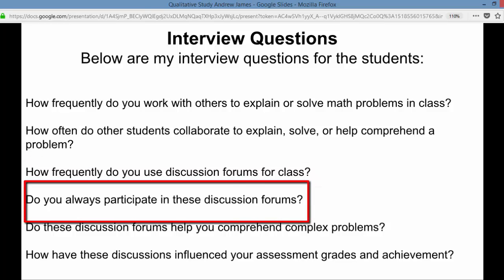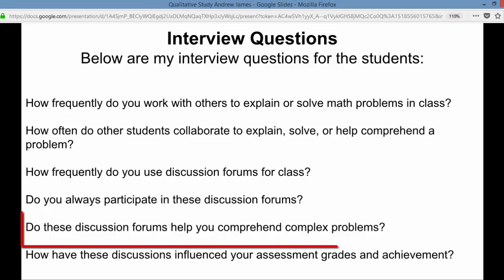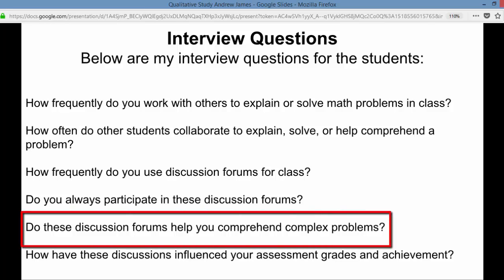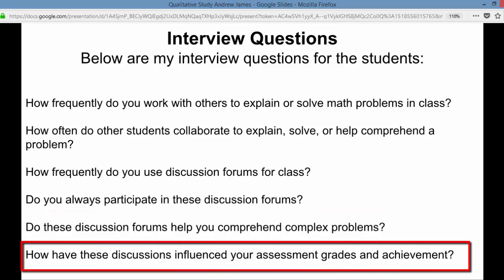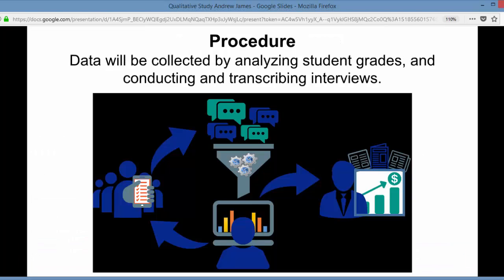Fourth question, do you always participate in these discussion forums? The fifth question is, do these discussion forums help you comprehend complex problems? And the last question, how have these discussions influenced your assessment grades and achievement? Data will be collected by analyzing student grades and conducting and transcribing interviews.